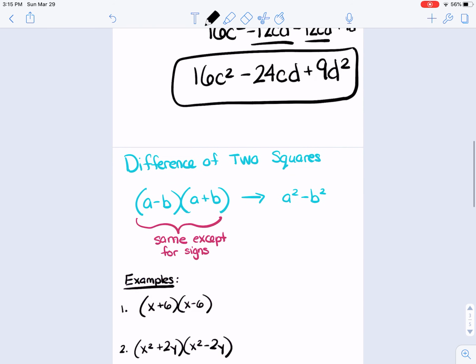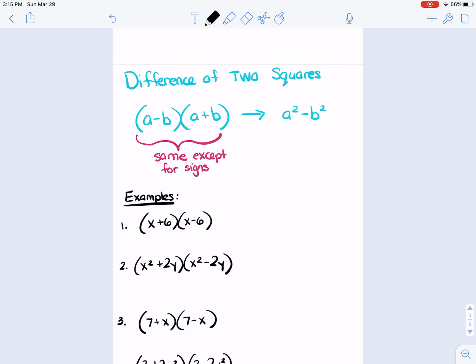Okay, on to our second example of a shortcut. This is called the difference of two squares. I think this one's even a little bit easier, but you just have to pay close attention. When you have two binomials where one is subtraction, one is addition, and everything else is the same, you're just going to square the first term and then square the second term, and it's always a subtraction sign in between. Hence the difference of two squares, difference stands for subtraction.